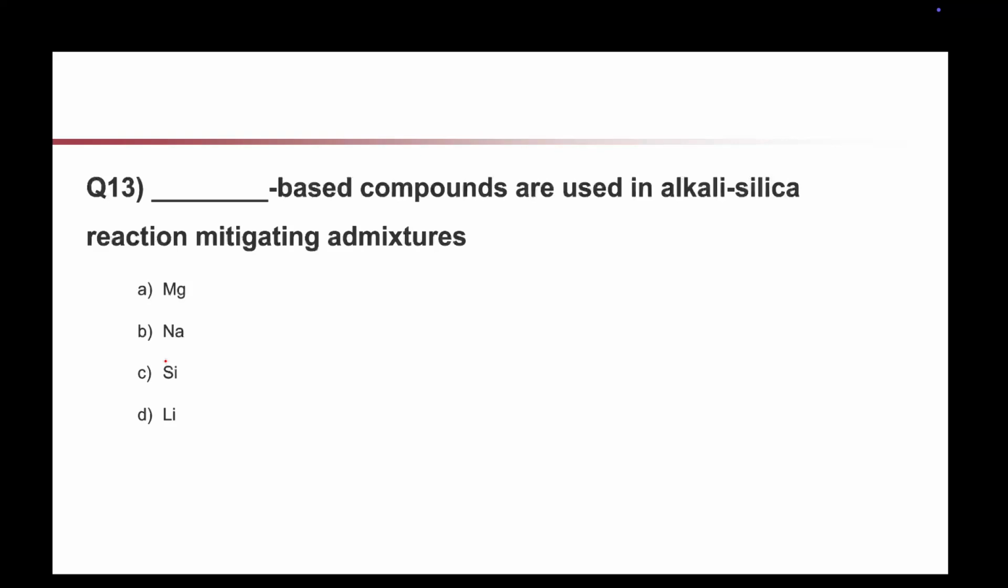Next question is, dash base compounds are used in alkali silica reaction mitigating admixtures: magnesium, sodium, silicon, or lithium. Lithium. Correct. So if we have to prevent alkali silica reaction, our admixture should have lithium compound in it.